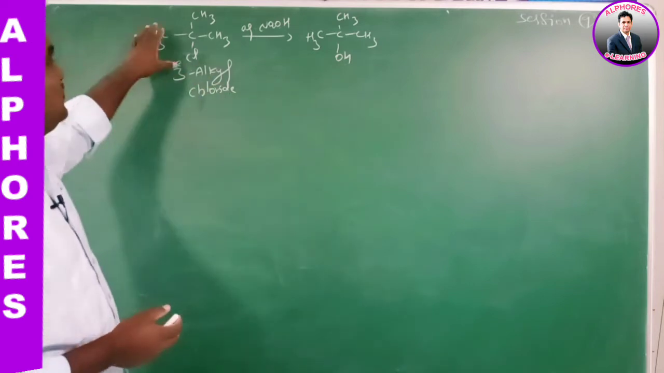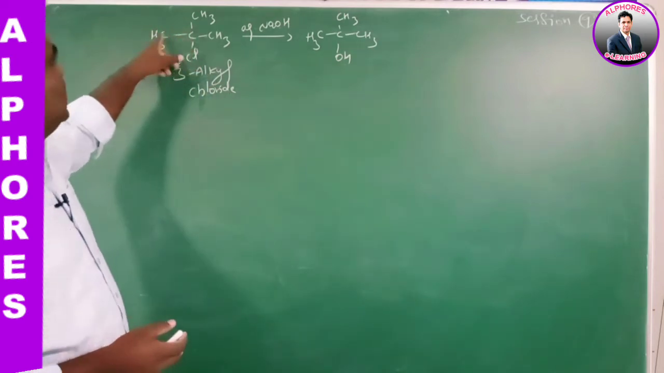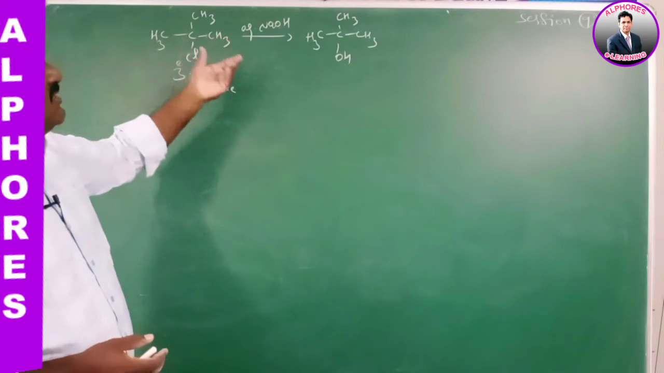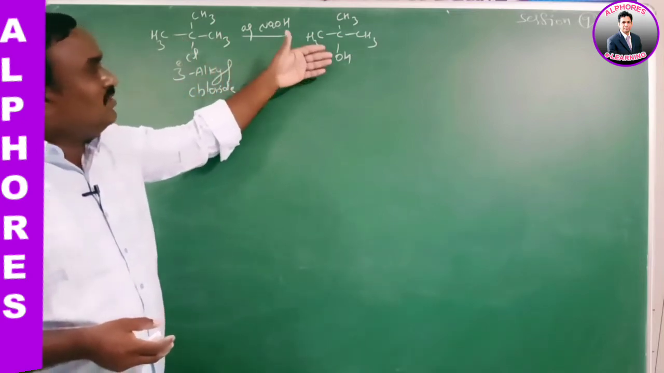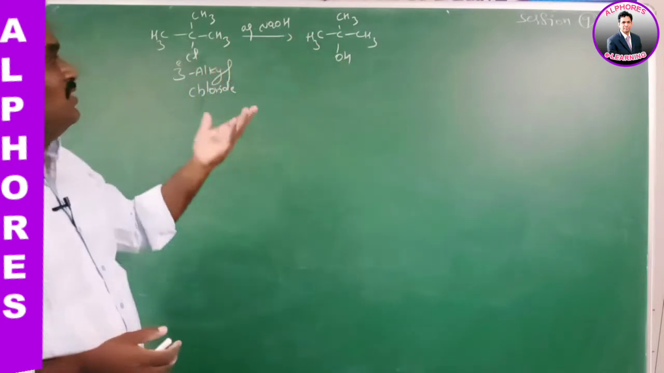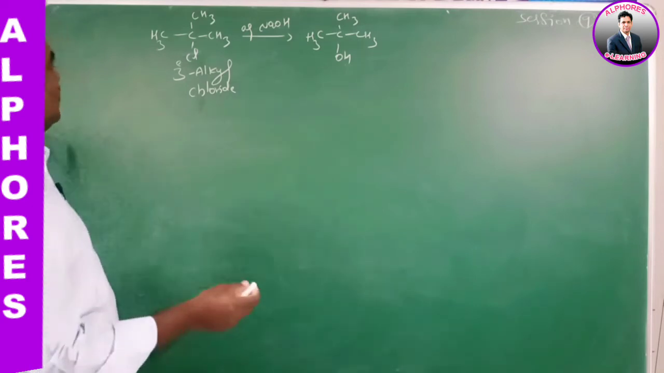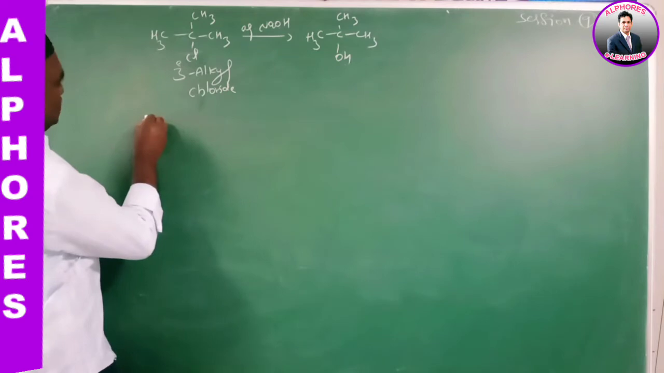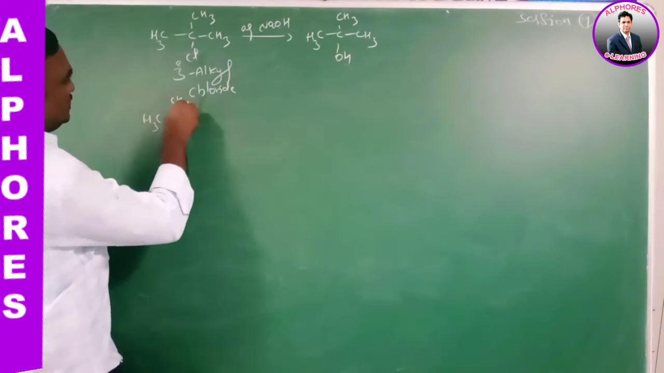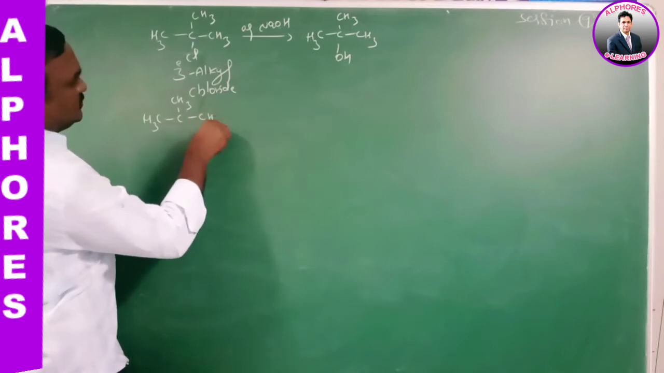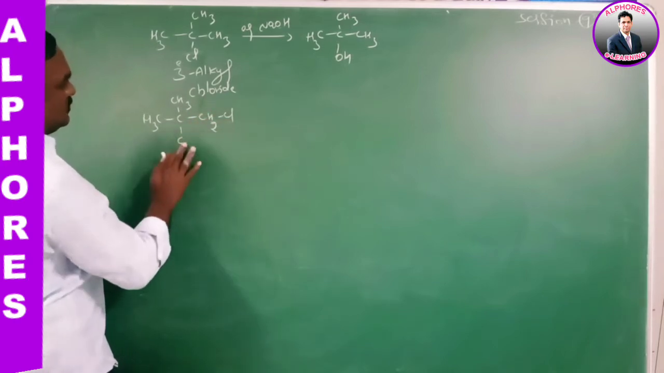Given compound means substrate or reactant. The reactant is not carrying any chiral center. Due to that reason, we'll get only one product. For example, here the compound is given like this: CH3, again CH3, again CH2Cl.